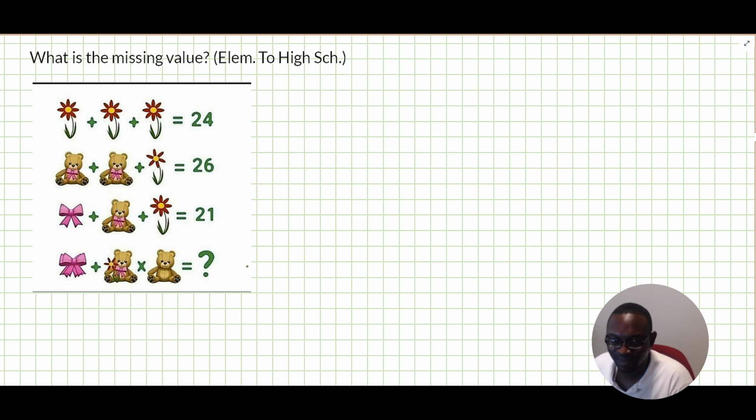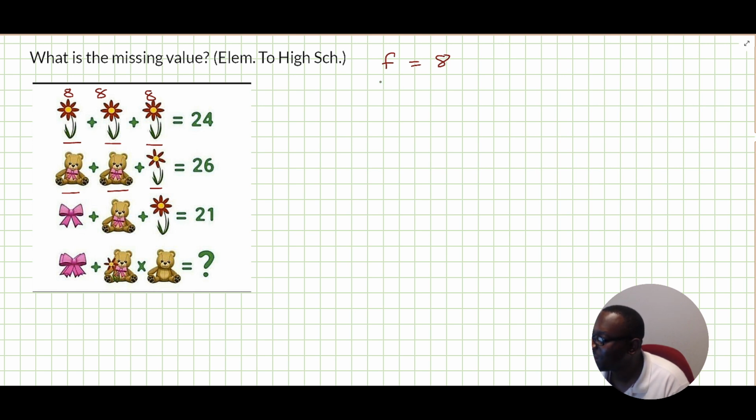All right. Okay, let's look at this one together. This one is tricky. So we have 3 flowers here, and 3 of them equal 24, so each of them is going to be 8. So we have a flower equal to 8. Now we have 2, I guess, teddy bears, and then you have a flower here.